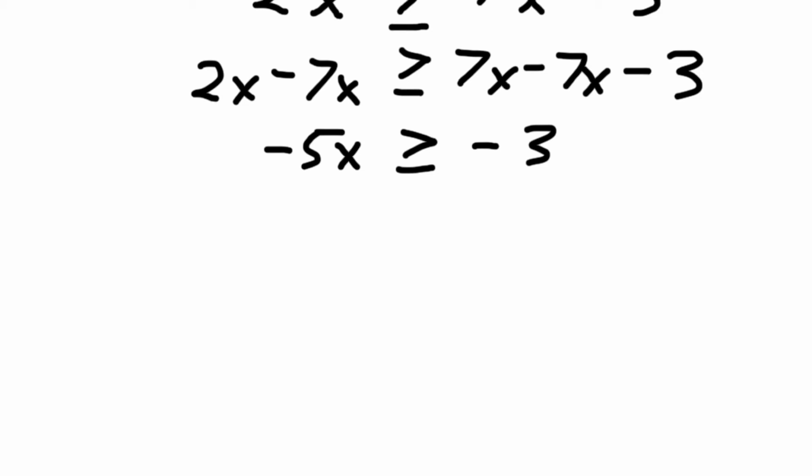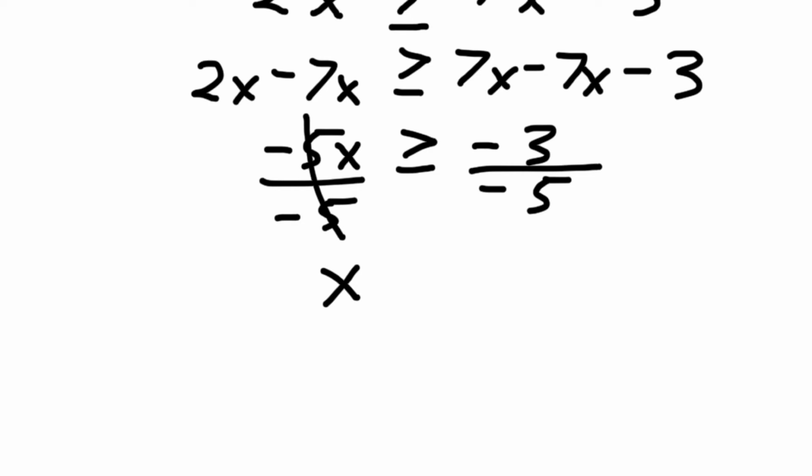Divide both sides by negative 5 because we want to know what x is. Negative 5 into negative 5 is 1. So we have x, but we've got to change the direction of this sign, so it's less than or equal to, and negative 3 divided by negative 5 is a positive 3/5.